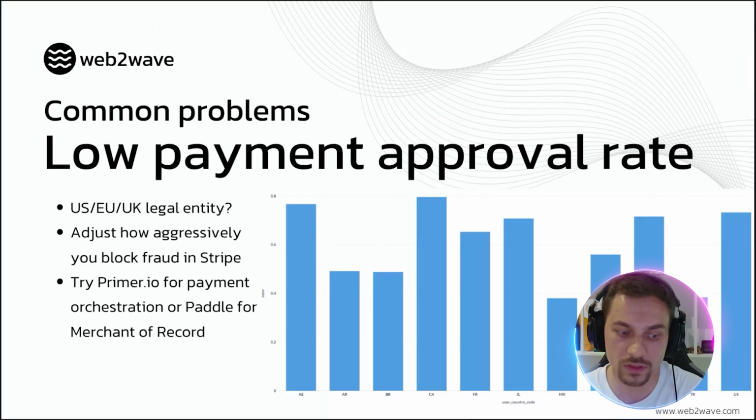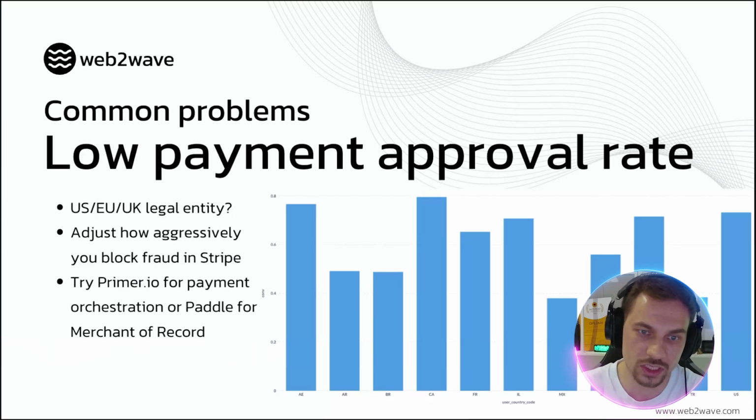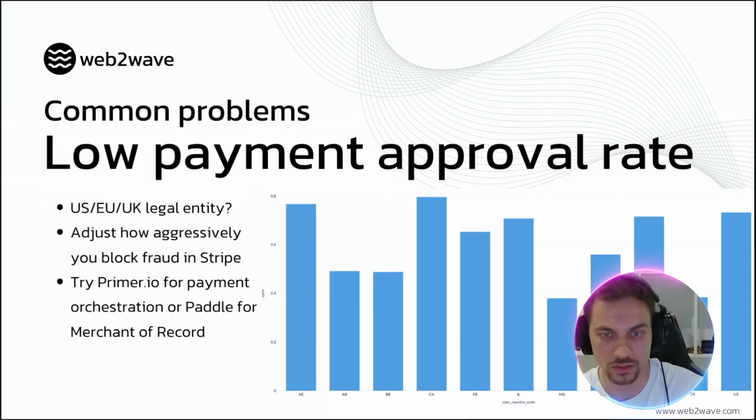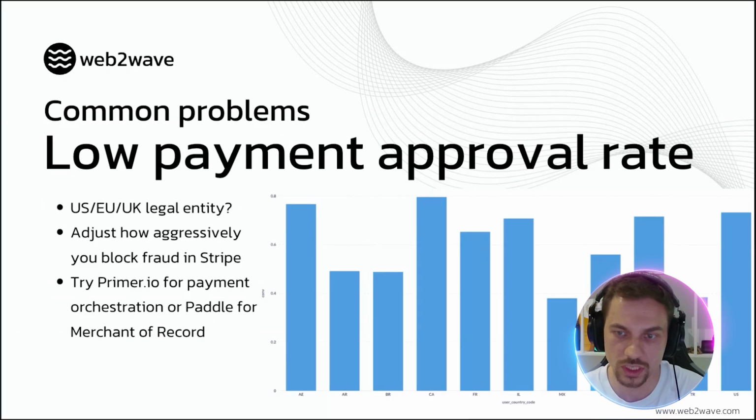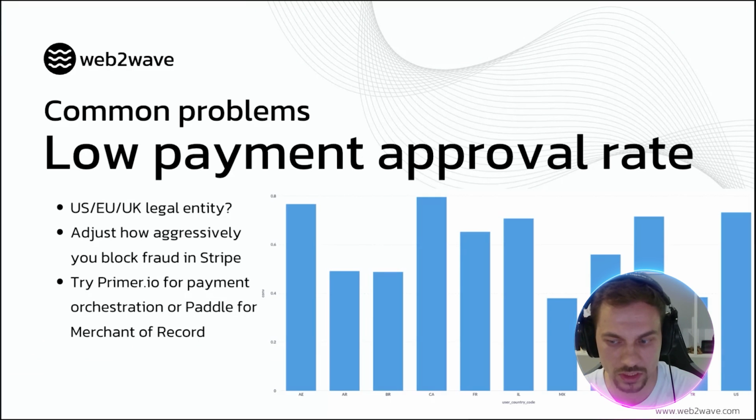And if you still have lower approval rates, then you may use some more complex payment solutions like Primer.io for payment orchestration. With Primer, you can set up multiple payment systems and have fallback payment systems for the main payment system, or use Paddle, who do the payment orchestration, and they also pay taxes for you, but they are not that customizable. So when you scale and when you see problems with the payments, try to change the payment solutions, and it may increase your conversions.